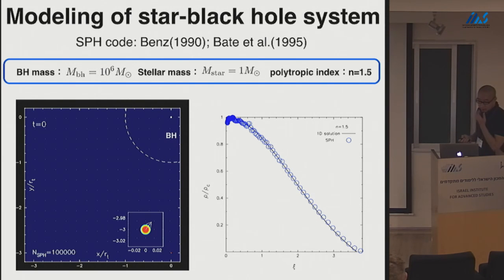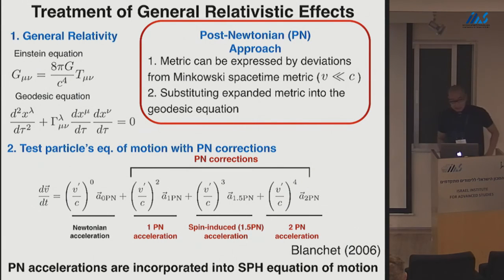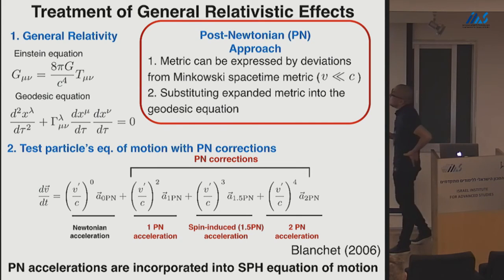And we need to be careful in treating the black hole particle, or black hole potential, because of general relativistic effects. So there are two basic equations in general relativity.